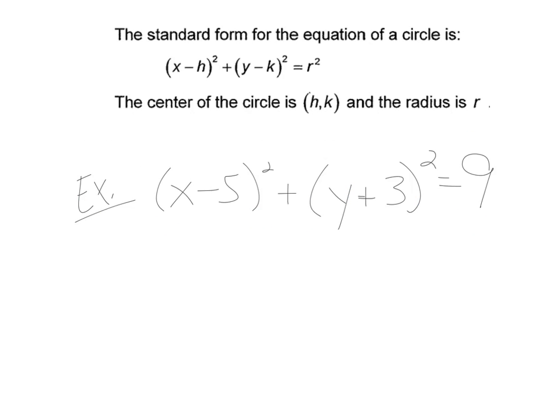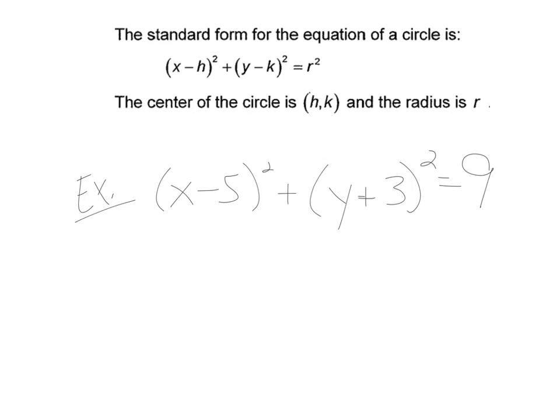Now, circles. The standard form for the equation of a circle is x minus h all squared plus y minus k all squared equals r squared. The center of the circle is h, k, and the radius is r. Think of the minus signs in the formula as the word opposite. So when determining the center, the signs of the h and k in the formula will flip.